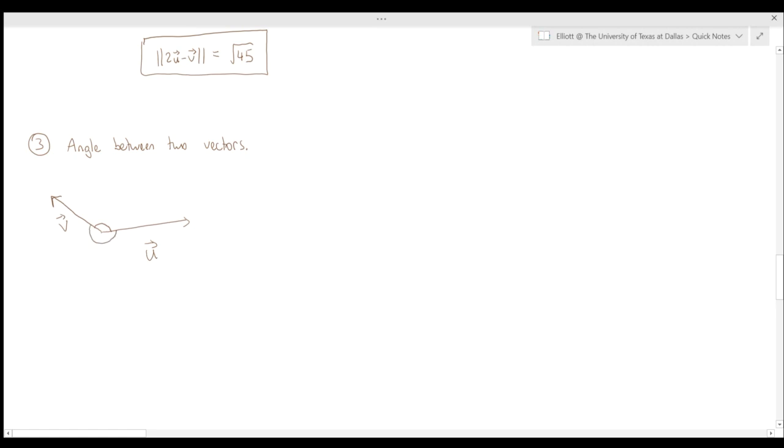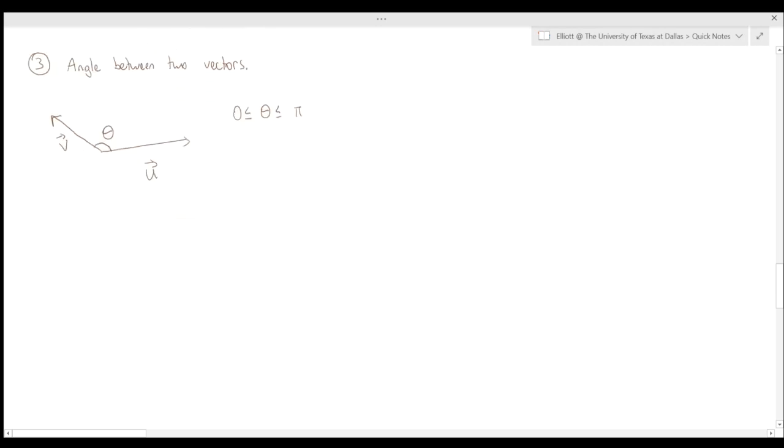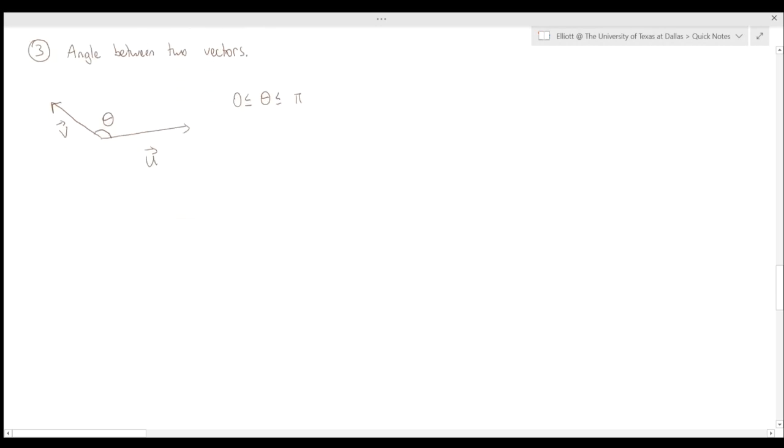So to be completely unambiguous, when we talk about the angle between two vectors, we're always referring to the smaller of the two angles between them. So in particular, the angle between two vectors will always be an angle between 0 and pi radians, or 180 degrees. And there's a connection between the angle between two vectors and their dot product.